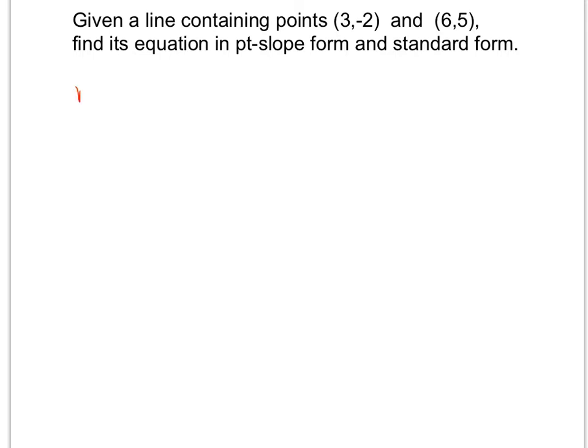So hopefully the first thing you did was find the slope. So no matter what form we're in, point-slope or slope-intercept, we're going to start with the slope. So y minus y over x minus x. So 7 over 3, or a positive 7/3 slope.